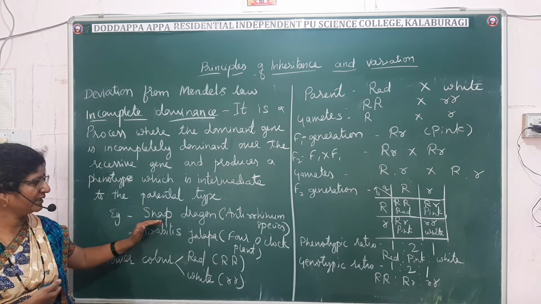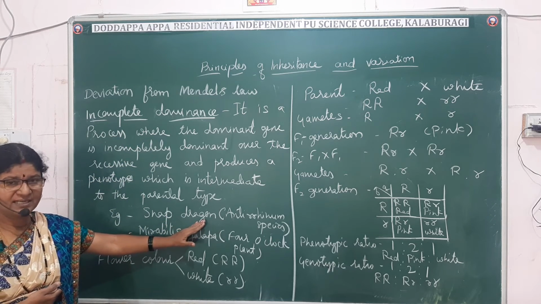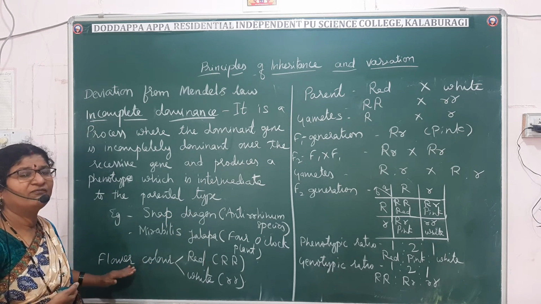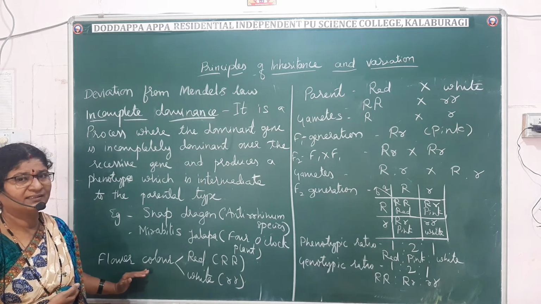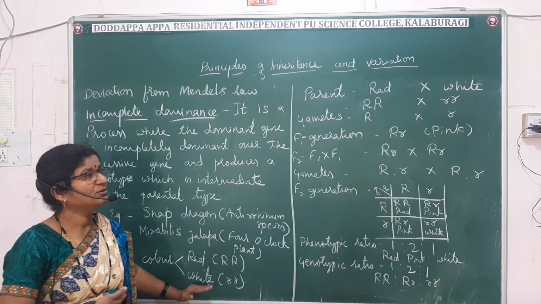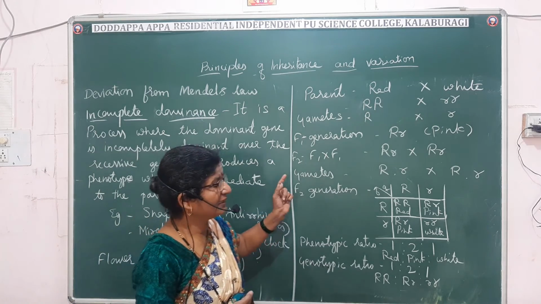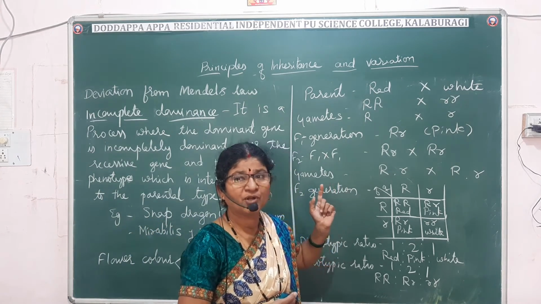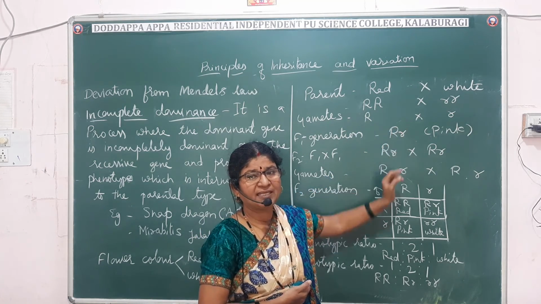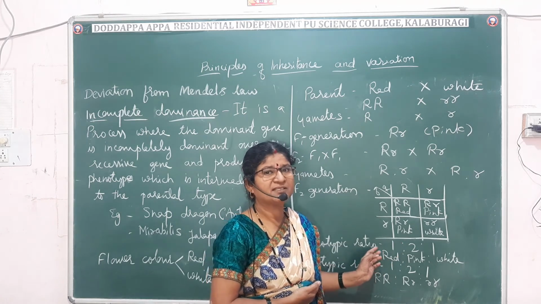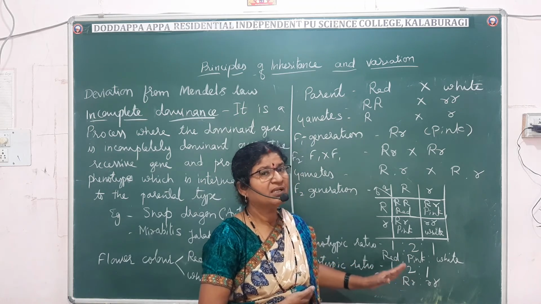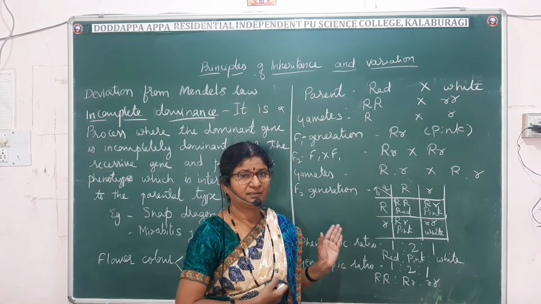What example you have to take? Snapdragon. It is given in the NCERT. So let us write this only. And what character you have taken? The flower color. How many flower colors are there in the snapdragon species? 2. Red and white. Fine. So when you cross, in the F1 generation what kind of progenies you got? Pink. It is intermediate between those two parents. And in the F2 generation, what kind of phenotypic and genotypic ratio you got? 1:2:1. Both the ratios are same. So this is about incomplete dominance.